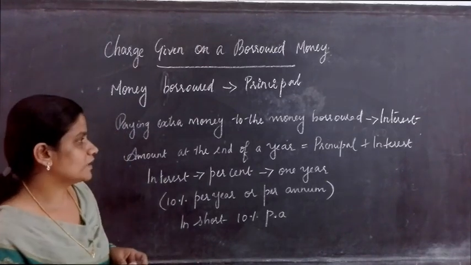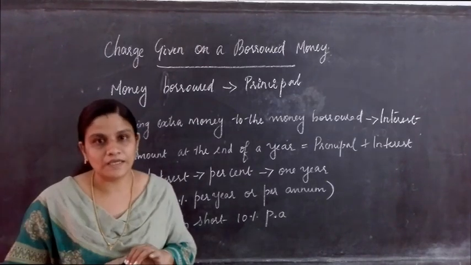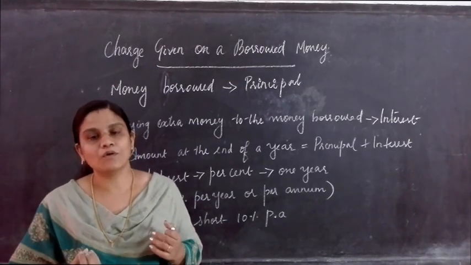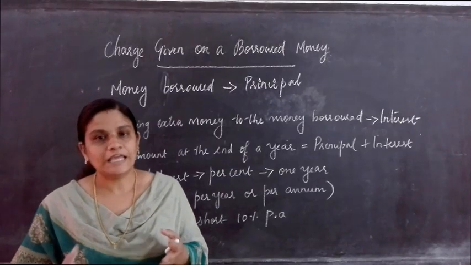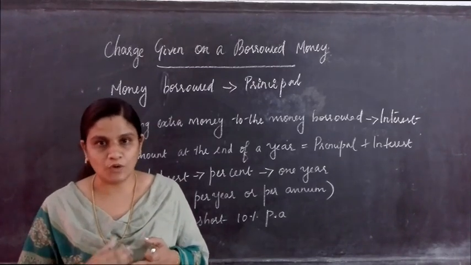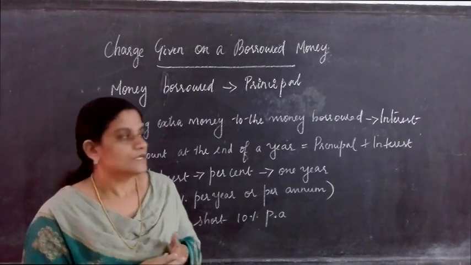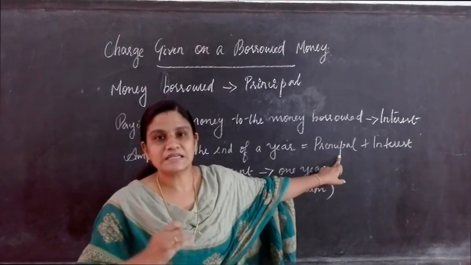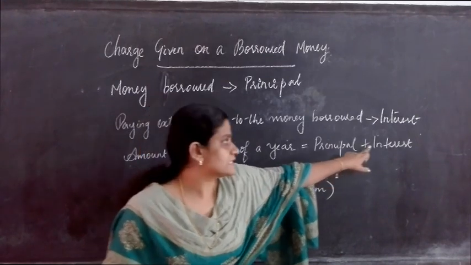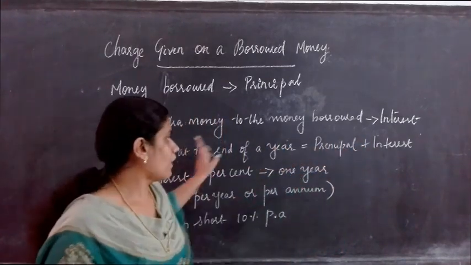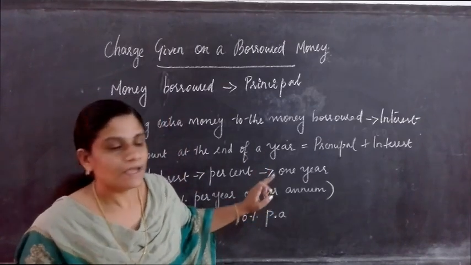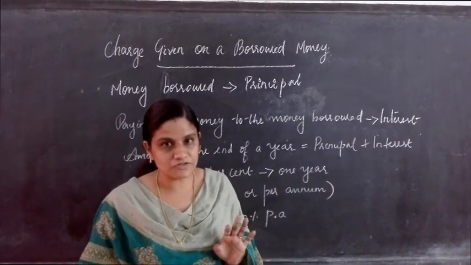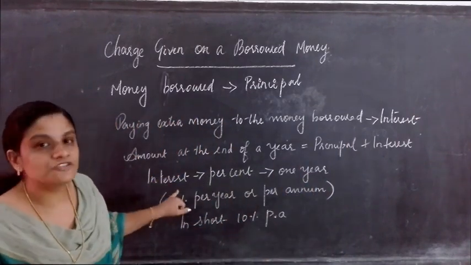Okay, and the next one is the amount at the end of a year. That is, after 1 year, what will be the amount we have to pay? Anyway, we have to pay the amount that we have borrowed. So that is the principal. So with that principal, as I told you, some extra money we have to pay, no? That is the interest. So the amount that we have to pay will be principal plus interest. Is that clear, children?